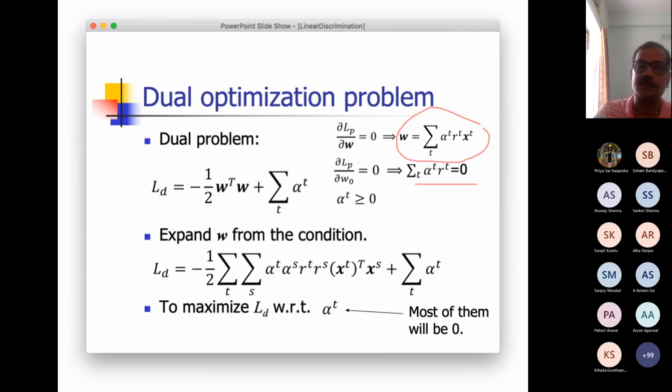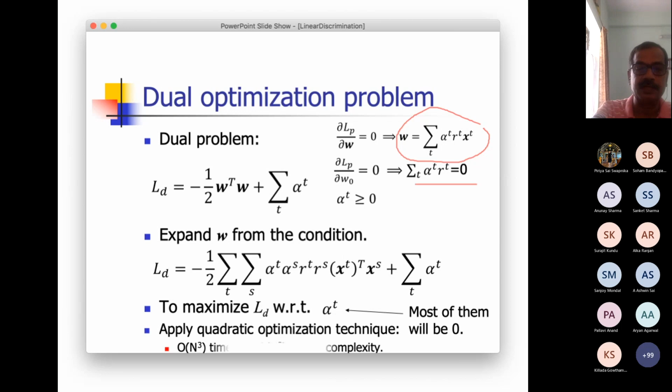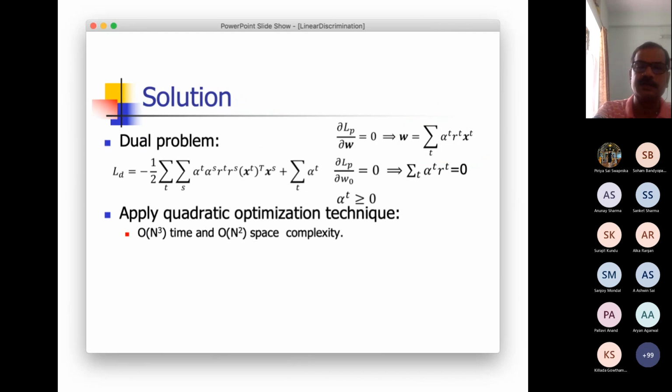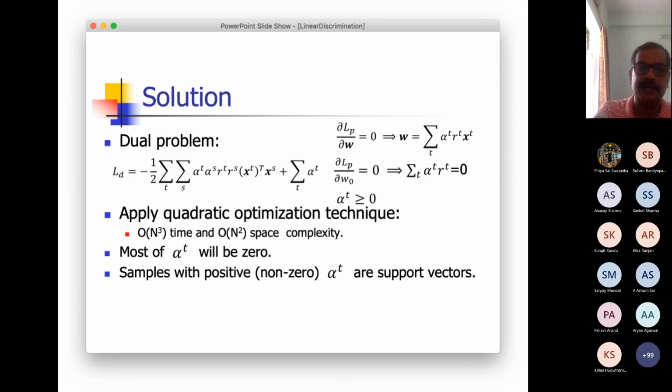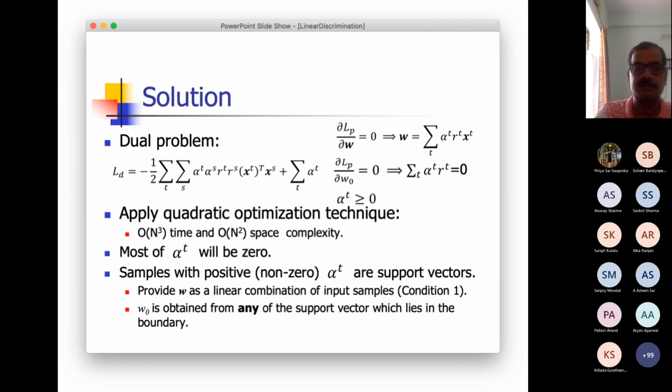W naught, of course, is derived indirectly. This equation does not give W naught. So W naught is derived from the support vectors themselves, which are lying at the boundaries. There you apply the equations of the hyperplane. So apply quadratic optimization techniques, and these are the algorithms. It takes order n cube time and order n square space complexity. Most of these alphas will be 0, and samples with positive alpha t are support vectors. So using support vectors, you can get W naught.